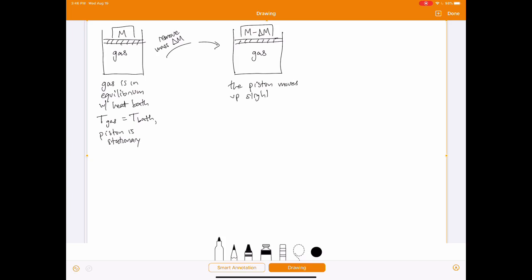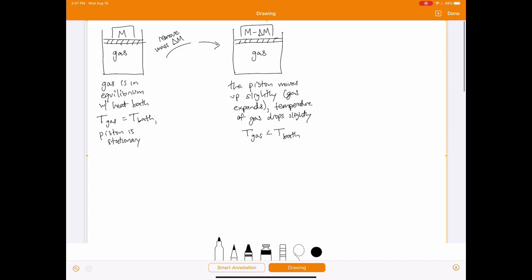So the piston moves up slightly. That means the gas expands. And if you think about what happens when the gas expands, the temperature should drop as well. So the temperature of the gas should drop slightly. So now what do we have? We have the temperature of the gas a little bit less than the temperature of the bath because its temperature has dropped a little bit.